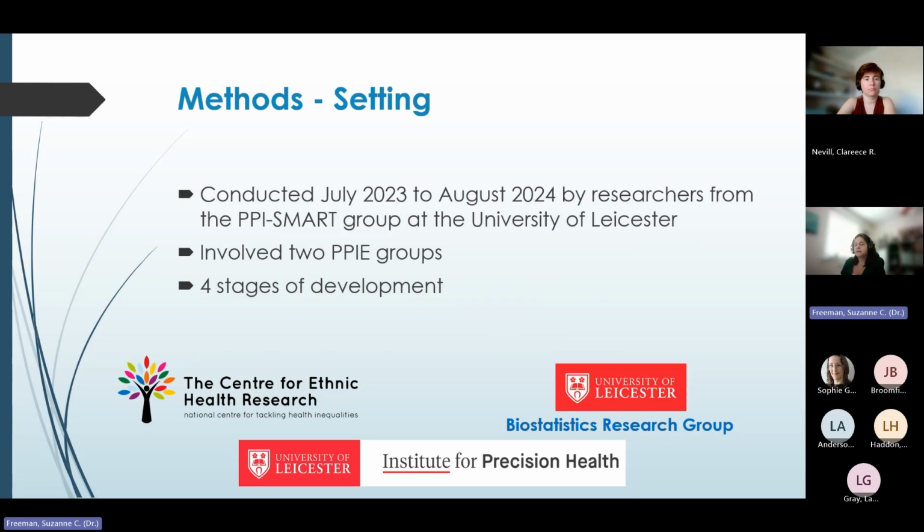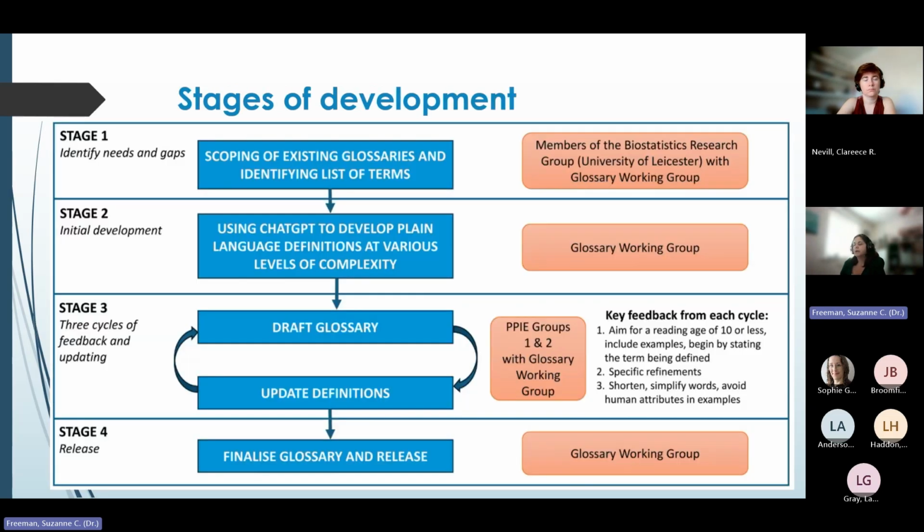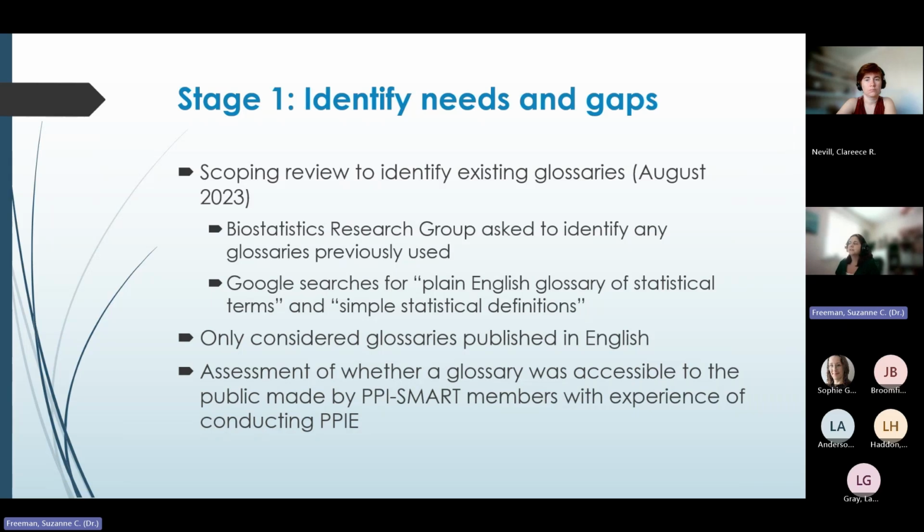The glossary development itself involved 2 PPIE groups and involved 4 stages of development. So this slide shows you those 4 stages of development. In blue, they're the tasks that occurred in each stage, and in orange, they're the people who were working on those different stages. I'm now going to go through these stages in a bit more detail. So the first stage was around identifying the needs and gaps.